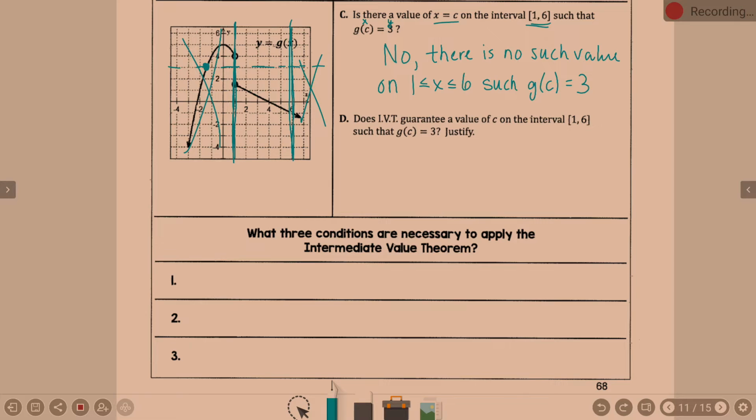So now, does IVT guarantee a value of c on the interval from 1 to 6 such that g of c equals 3? No. And considering the value doesn't exist, let's hope that IVT doesn't guarantee one, right? Now, why does it not guarantee one? Let's address, is continuity the issue? No. From 1 to 6, the graph is continuous, yes? What's the issue? Why is it not guaranteed here? It's decreasing, right? What's the highest value on this interval?